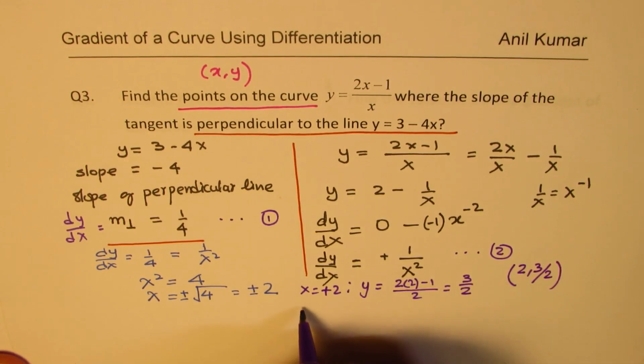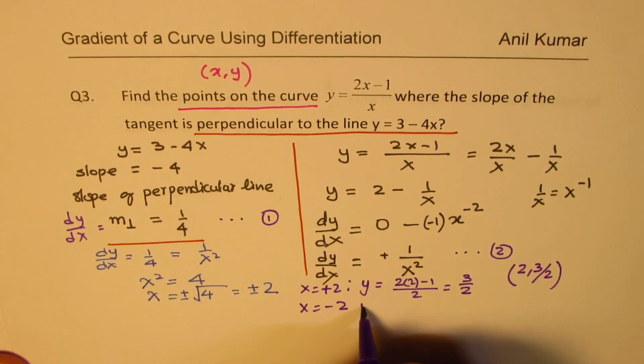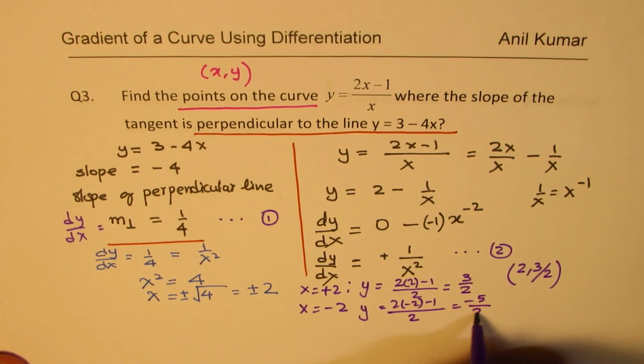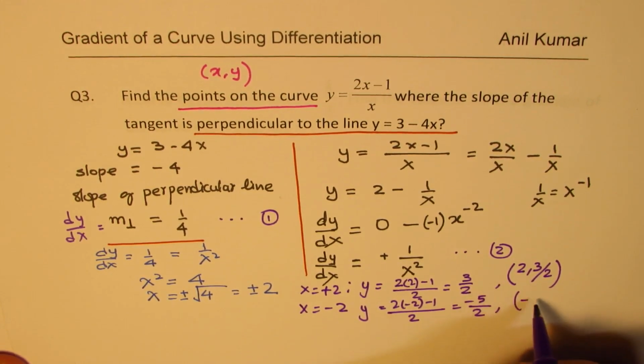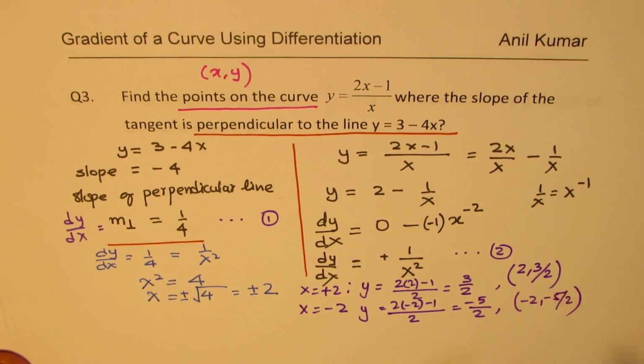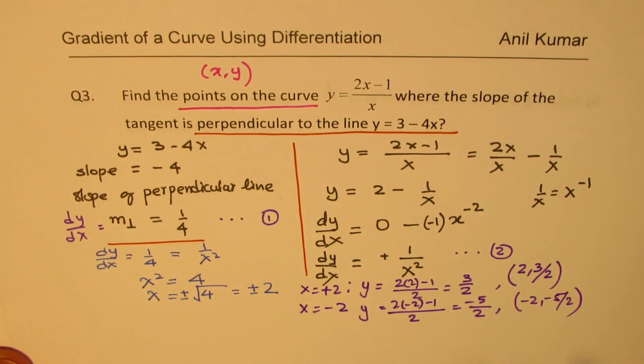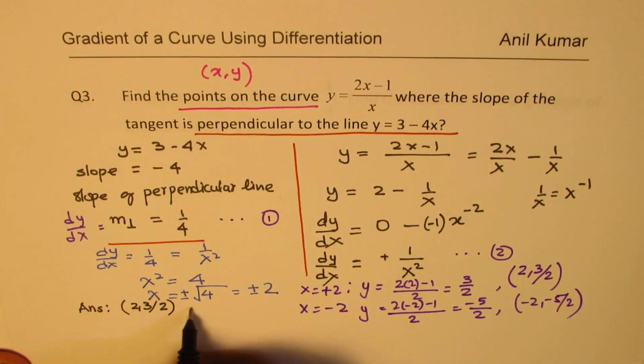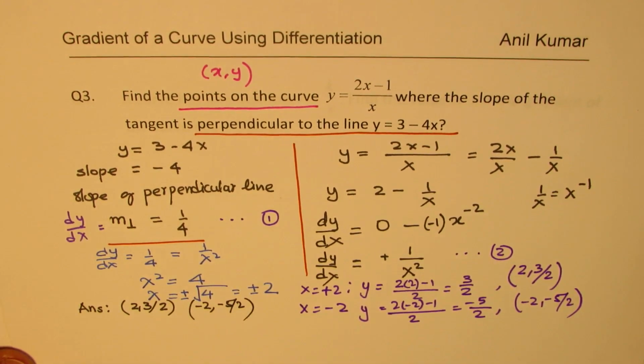Let's find the other point. x equals minus 2. So y equals 2 times minus 2 minus 1 over 2. That is minus 5 over 2. So the second point for us will be (-2, -5/2). Clear? So these are our 2 points. Correct? So let me write down the answer here. So the answer is that the points are (2, 3/2) and (-2, -5/2). Is that clear? Perfect. Now let's move on and take the last question.